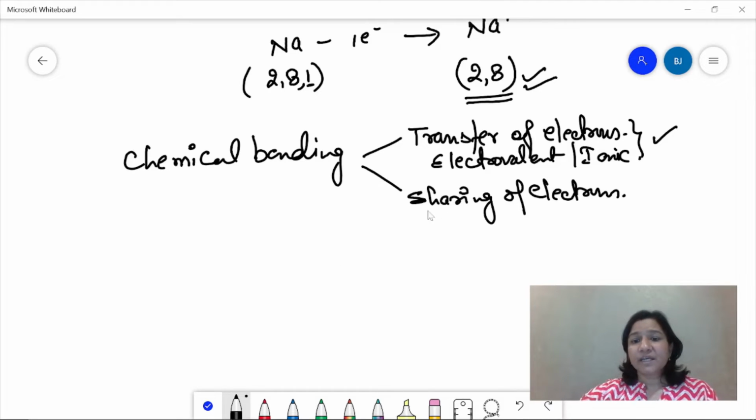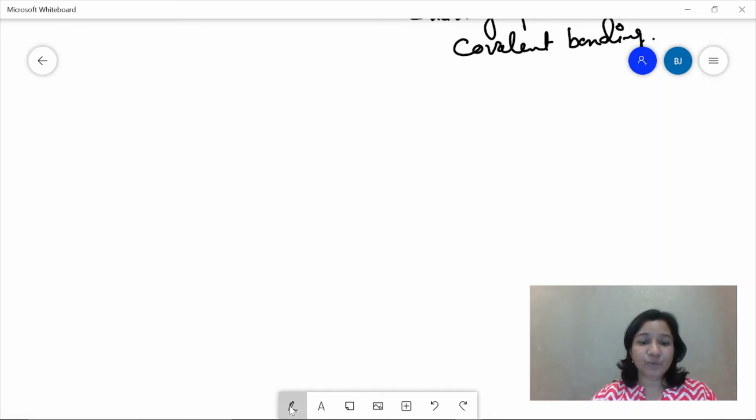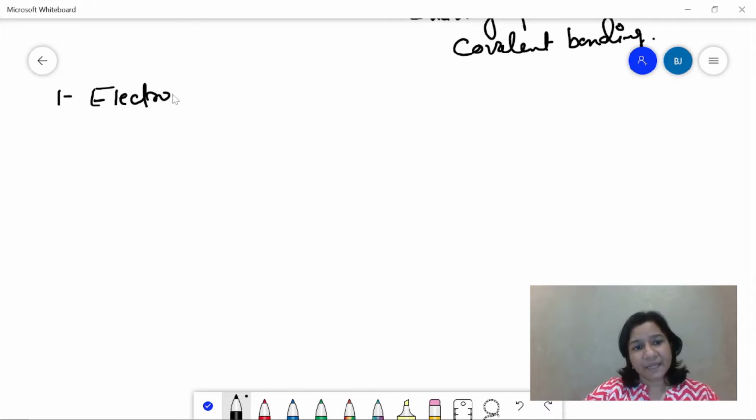And when we complete the octet by sharing of electrons, this is known as covalent bonding, and the bond formed by such sharing of electrons is called a covalent bond. We'll discuss both types of bonding one by one in detail. First let me explain electrovalent bonding.